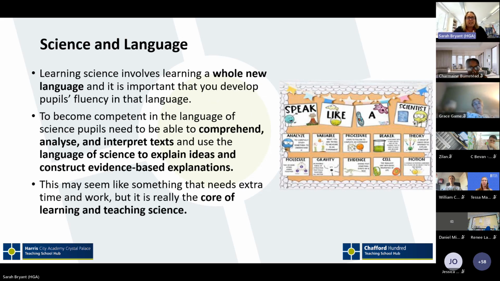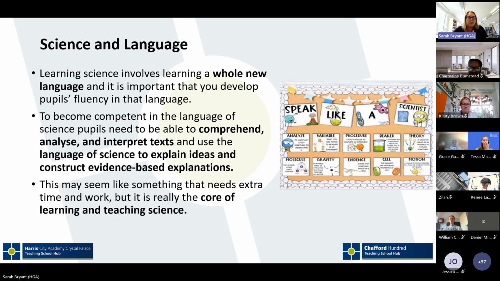Now, science language is like learning a whole new language in itself. And it's important we develop pupils' fluency in our particular language. It's almost like saying that we're talking Spanish, for instance. So to become competent in the language of science, pupils need to be able to comprehend, analyse and interpret texts. They also need to use the language of science to explain their ideas and construct evidence-based explanations.